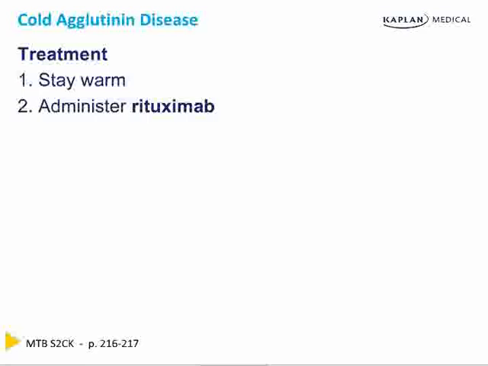Rituximab is a great drug. It removes the lymphocytes that make the abnormal antibody. Rituximab doesn't get rid of the antibody. What it does is it gets rid of the lymphocyte that makes the antibody. That's why rituximab, here are the answers for rituximab. Rituximab is the answer for rheumatoid arthritis, for cold agglutinin disease, and for non-Hodgkin's lymphoma. It's also occasionally used in people with CLL.